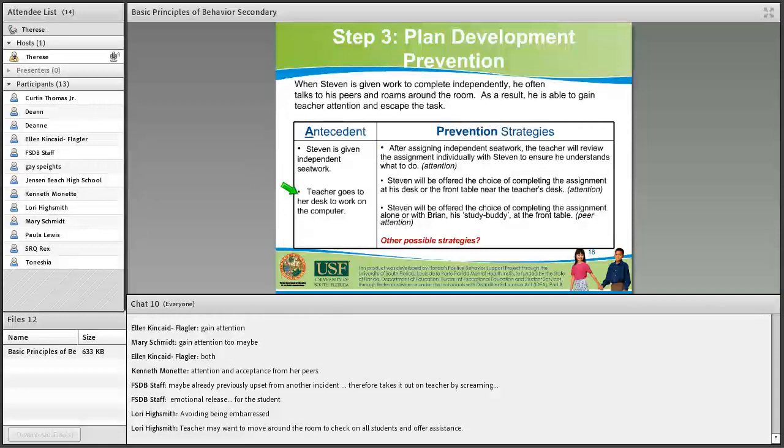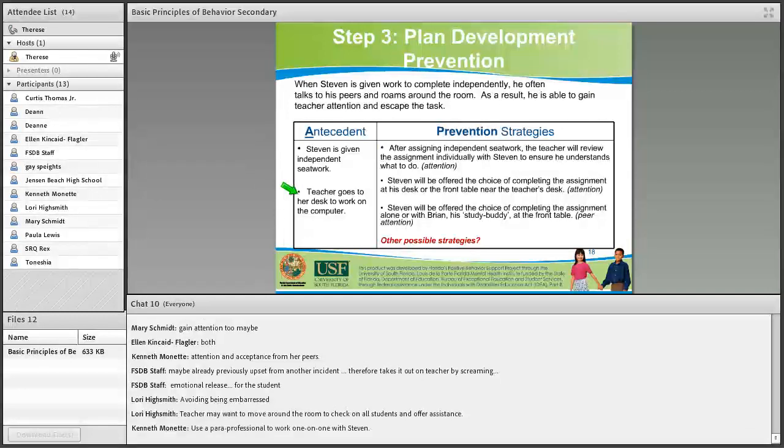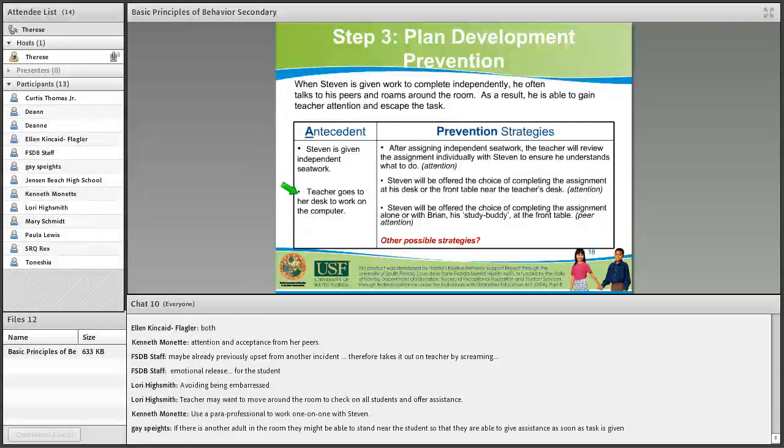Excellent. So Lori, that's a great antecedent strategy. The teacher can move around the room to check on all students and offer assistance. Fantastic. Kenneth, great. Another great example there. Use a paraprofessional to work one-on-one with Stephen. Absolutely. And Gabe, that's pretty much the same idea there. If there's another adult in the room, they might be able to stand near the student so they can give assistance as soon as the task is given.